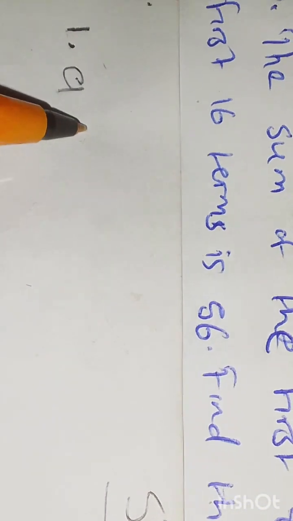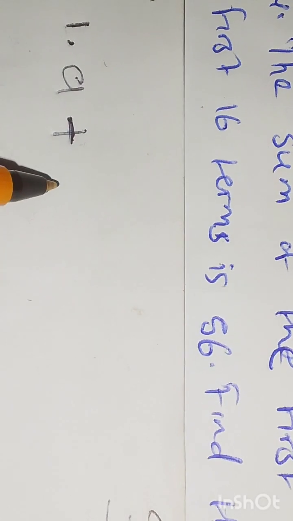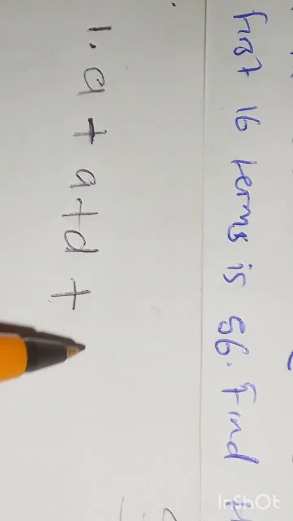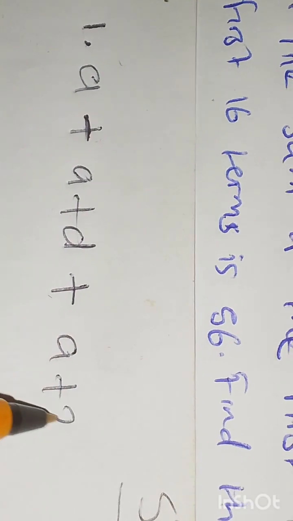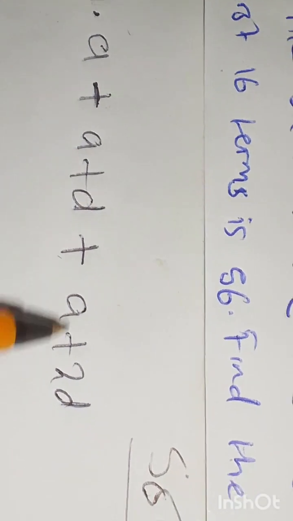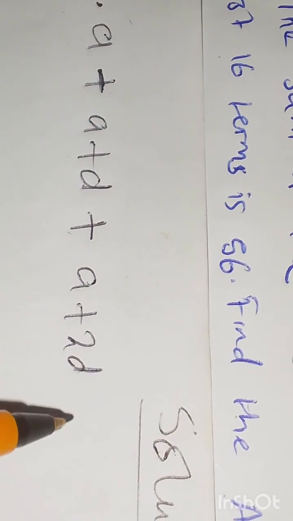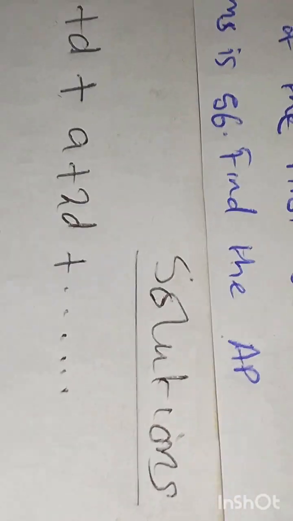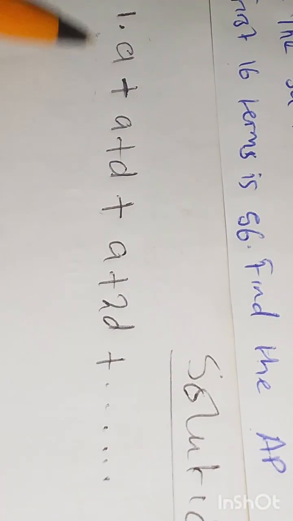Number one. We all know that the first term of an AP is given by a, plus the second term, which is given by a plus d, then plus the third term, which is given by a plus 2d. You know that this goes on over and over again. We have looked at the first terms, so let's look at the last two terms.